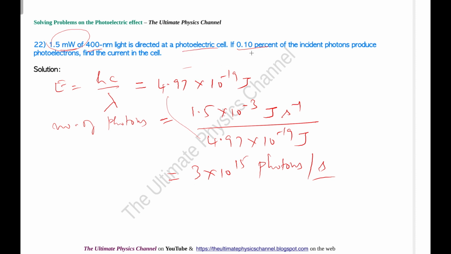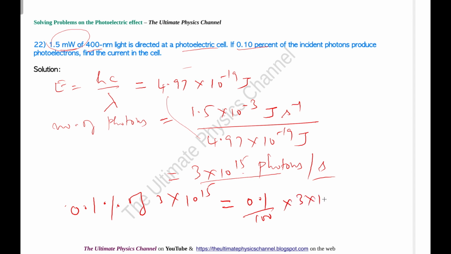Out of this, only 0.1% is producing photoelectrons. So 0.1% of 3 into 10 power 15 is the number of electrons that are produced. That is 0.1 over 100 for the percentage calculation. If you do this, you would get 3 into 10 power 12 electrons per second.